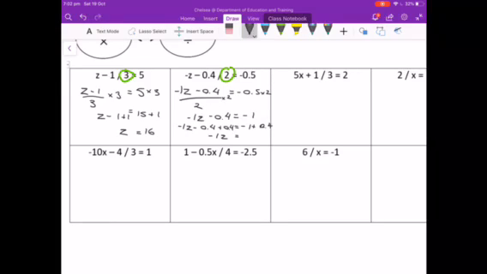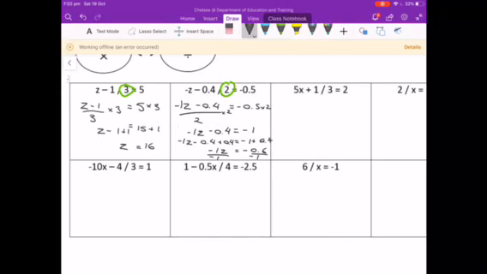Therefore, negative 1z equals negative 1 plus 0.4, which is negative 0.6. We have a negative 1, so we have to divide both sides by negative 1. Therefore, z equals negative 0.6 divided by negative 1, which equals positive 0.6, because two negatives make a positive. I'm going to rub that out because we're running out of room. Let's look at the next one.